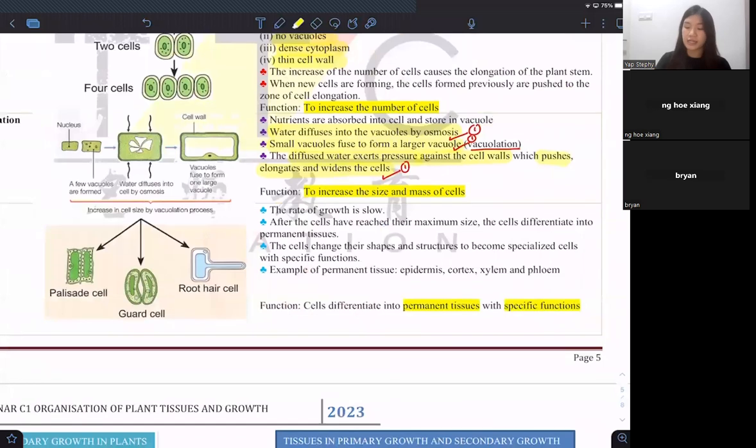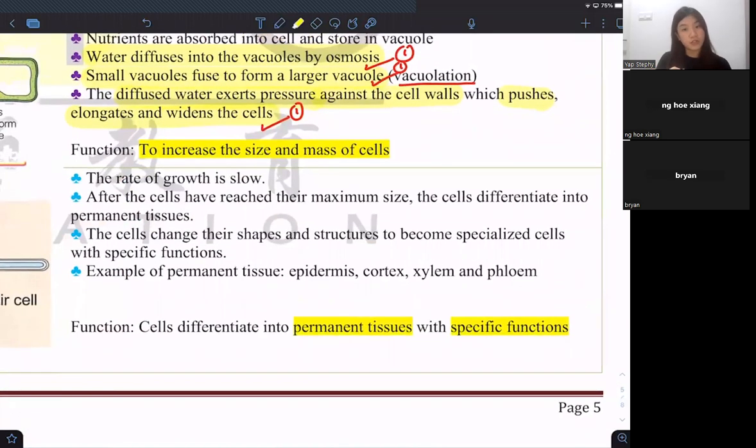So in differentiation, that means you have a specific structure and a specific function. Normally for this point, we will explain like this: after the cell has reached its maximum size, the cell will change its shape and structure to become a specialized cell with a specific function. So this is the first point, second point.